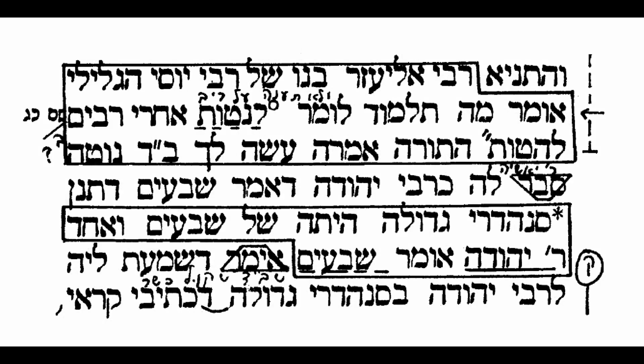Rabbi Eliezer ben Osh Rabbi Yossi Haglili Omer. Ma Talmud Lomar. What is meant by the pasuk that says Lintois Acharei Rabim Lahatois? The pasuk opens up by saying Velo Sane Al Riv Lintois Acharei Rabim Lahatois. HaTorah Omra Asei Lucha Beis Din Noteh.